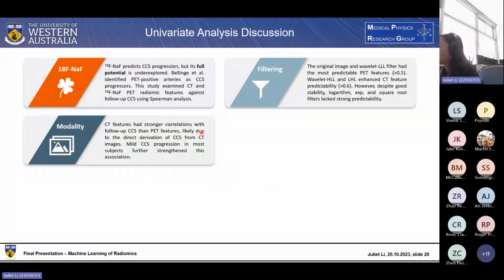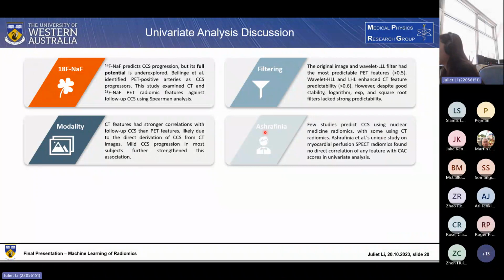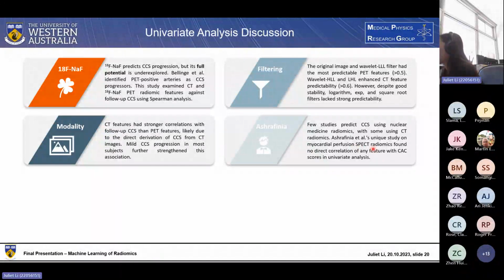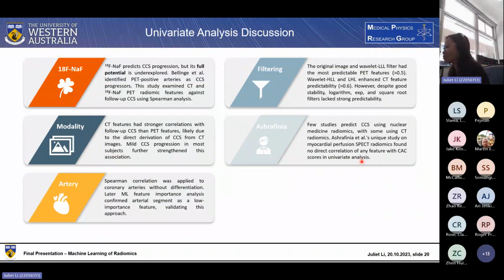As was shown in the graph, CT features are strongly correlated with the follow-up calcium score compared with PET features. We cannot find exact sodium fluoride PET studies, but we found a study using SPECT to correlate with the calcium score, and it was found that not a single SPECT radiomics feature had direct correlation with the calcium score. This is quite similar to our finding that there is no PET feature with strong or moderate correlation with the follow-up calcium score.